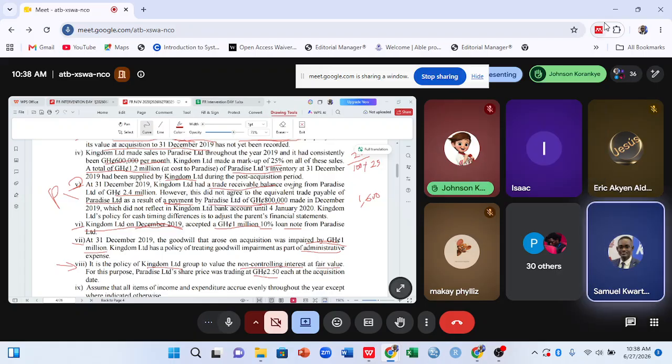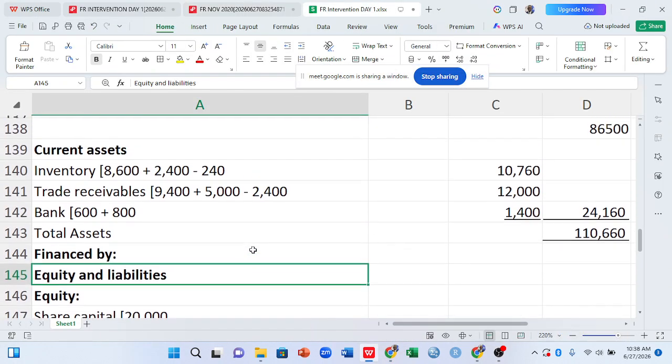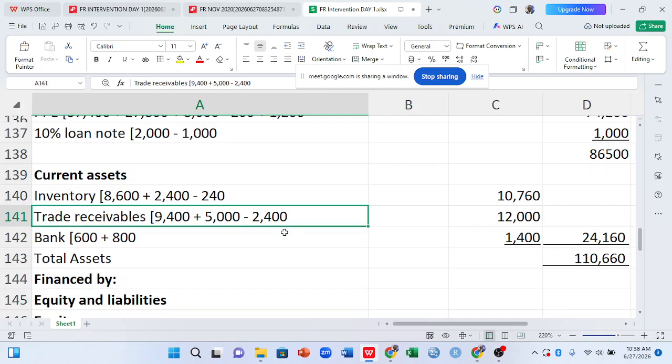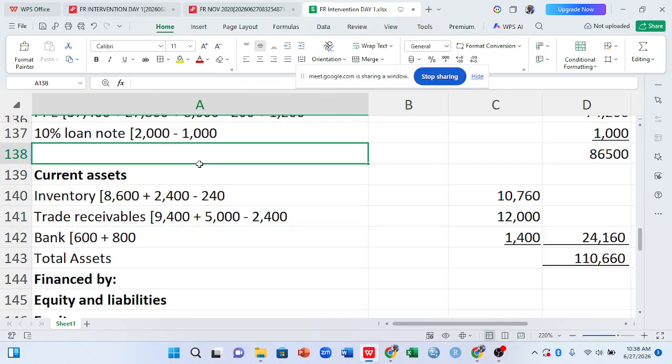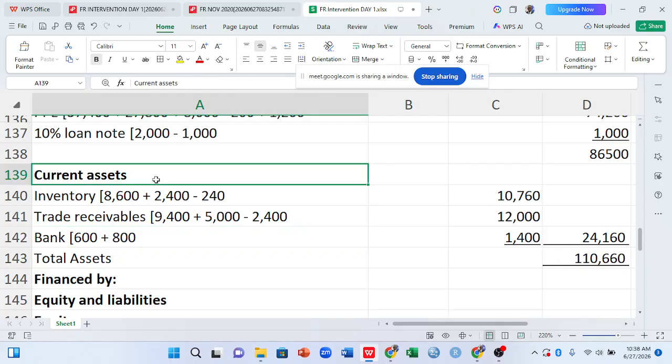So that's it too. If you have been given a current account balance instead of them giving it to you separately, what was the effect here? The trade receivables, you subtracted 2,400. So if they give you a combined figure for your current assets, you less the 2,400. You have the bank, you have the cash in transit, you add it to it. That's all.